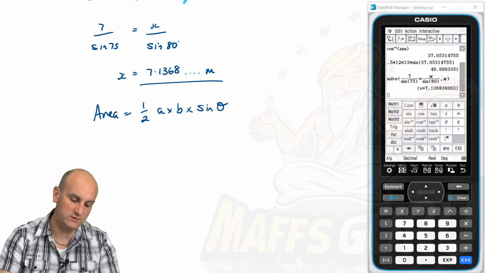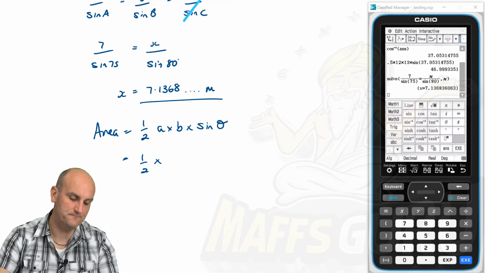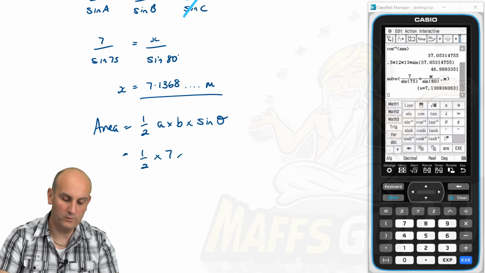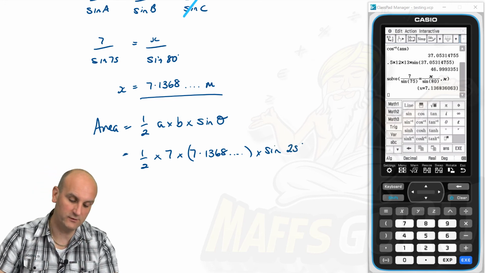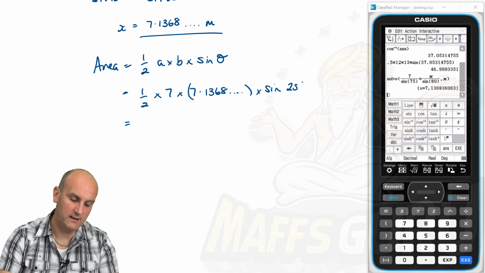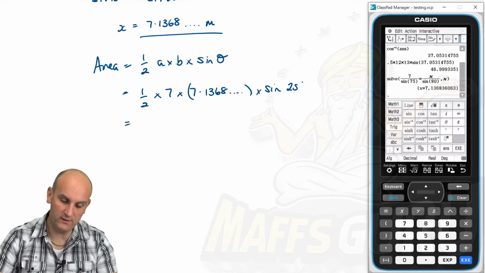And so filling in the values we've got 1/2 times, now we knew one of the side lengths was 7. We've just found the other side length there of 7.1368, put it in brackets. And I'm going to times that by the size of the included angle, which if you remember was 25 degrees. Scroll this up a little bit, and the rest of it is all calculated. So 0.5, I'm going to times that by 7, times that by my previous answer because it's in the register, and times that by the sine of 25.